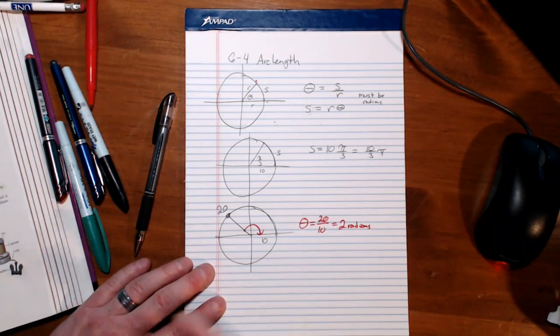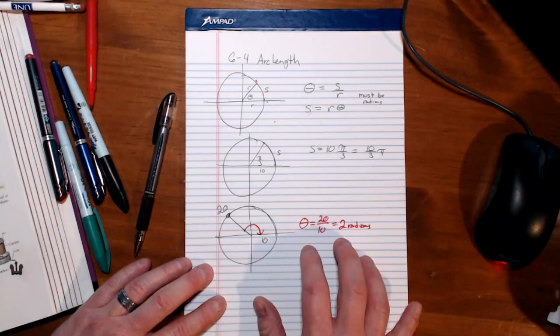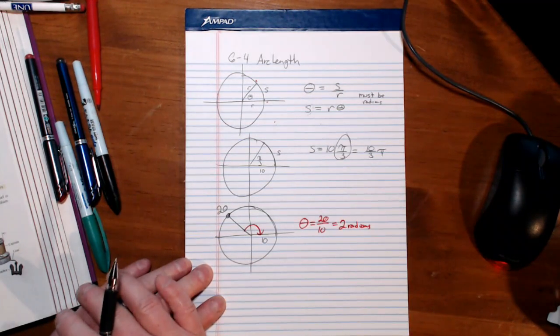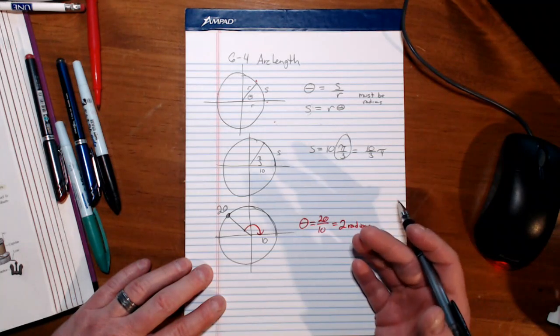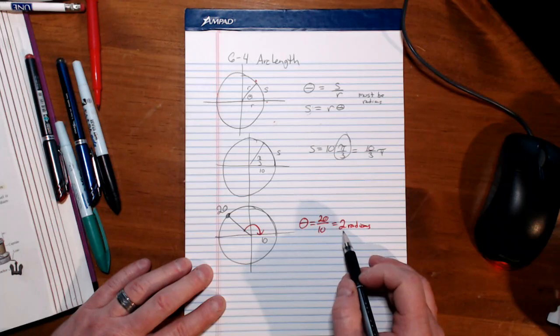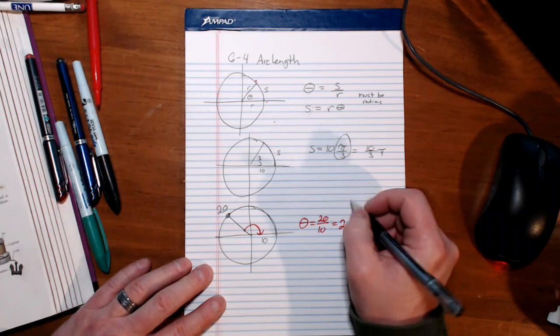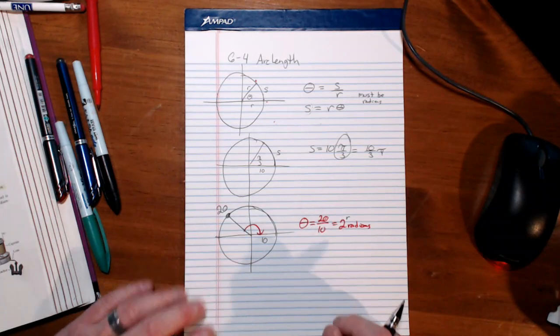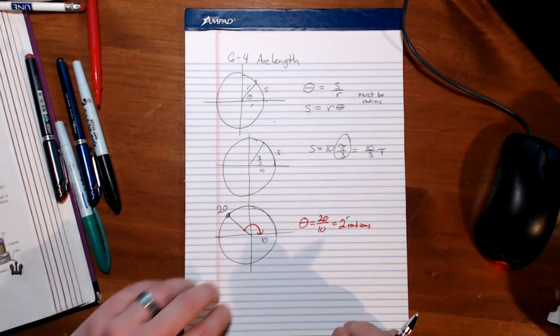Now, a little word about what mathematicians do when they write radians. If you see pi in it, they generally assume that your angle is going to be in radians. If you don't have pi in there, if you just have a number, we also assume it's radians, but sometimes you'll see a little r here instead of the degree symbol, and they use that to represent radians as well.